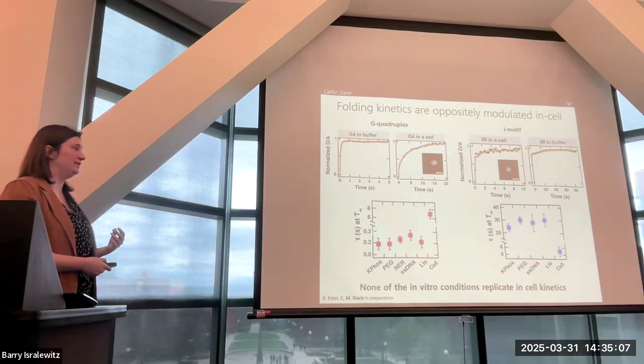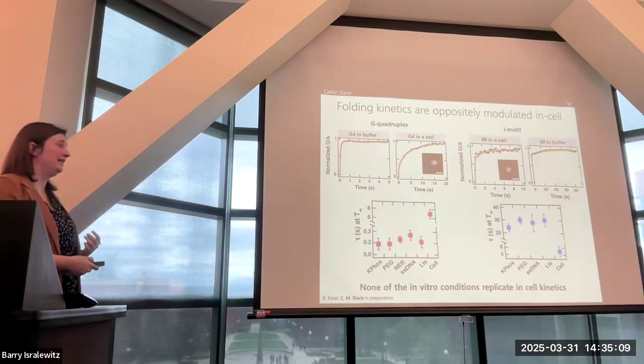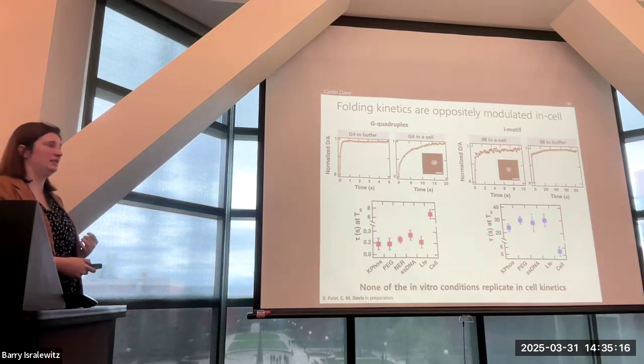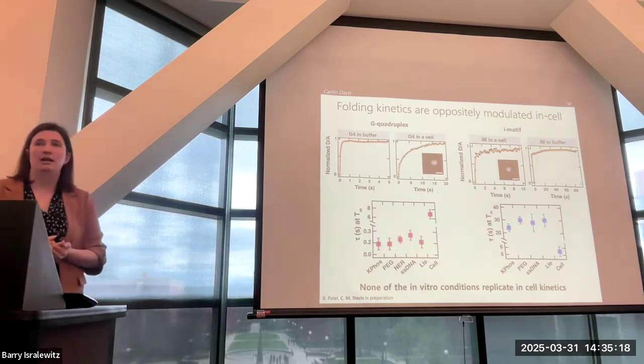So you can see that there's an order of magnitude difference in the kinetics in the cell compared to all of these other conditions for our G quadruplex. And the same for the i-motif. It's much faster in the cell compared to in all of these different buffer conditions.